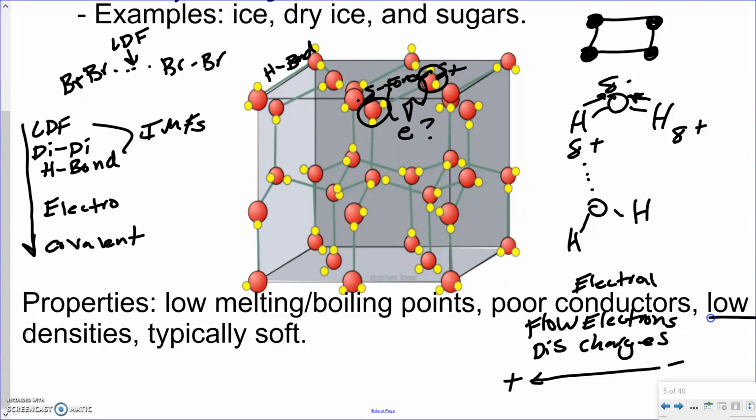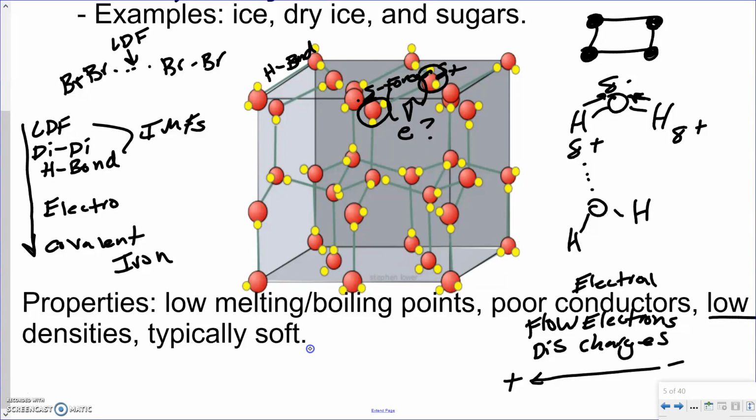They also have low densities. Again, this is in the grand scheme of things. So this is comparing water with a hydrogen bond, or bromine with London dispersion force, to, let's say, iron, if you will, which is down here with our non-directional covalent, which again, we'll see in a little bit. So iron is much more dense than water is going to be.